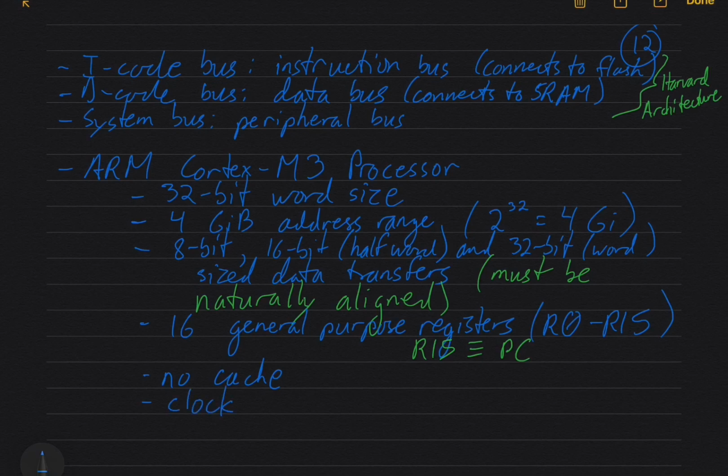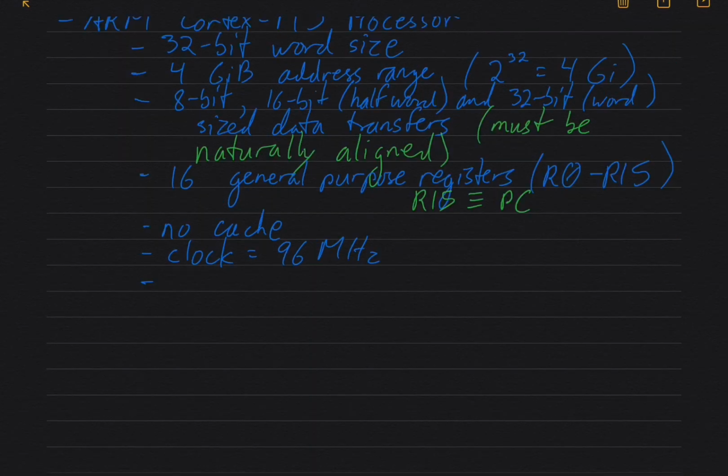In the lab, on the development boards, the clock rate is 96 megahertz. It's pipelined, which means that it can overlap instructions. So it can usually finish one instruction every cycle. Branch instructions take a little bit longer, so they take 2 cycles.